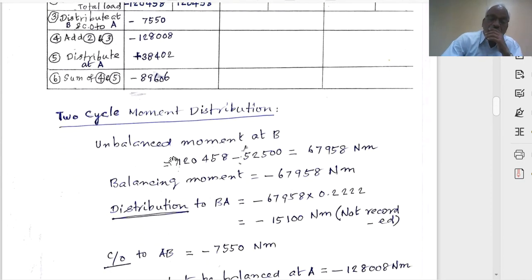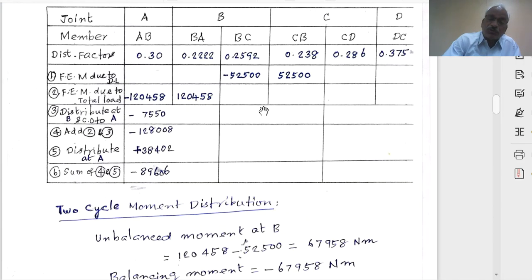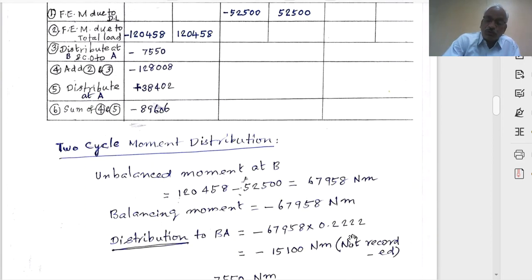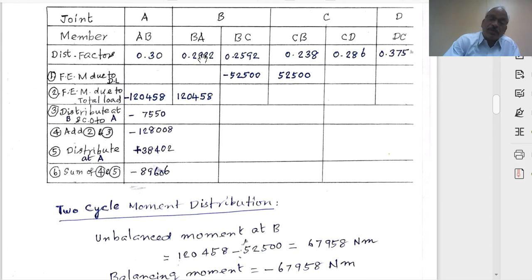The calculations are shown below. Unbalanced moment at joint B is 124,508 minus 52,500, which is plus value. So, balancing moment to make it 0: when this is plus, we have to apply minus 67,958. Minus 67,958 into the distribution factor for this member, 0.2222, is equal to minus 15,100. So, the 15,100 is to be written below this member BA. That need not be recorded.